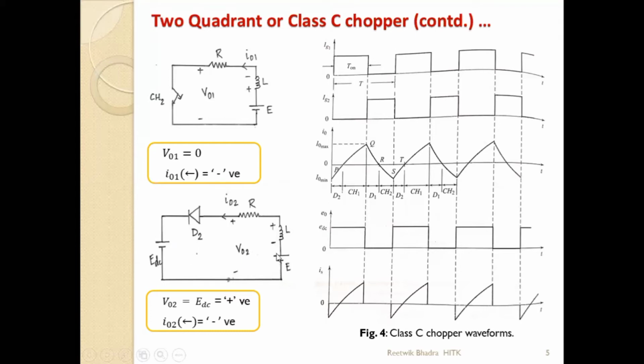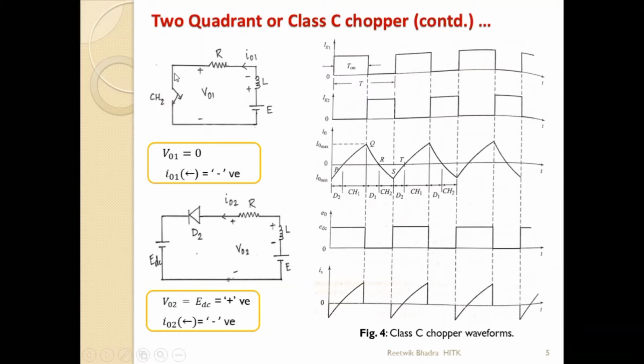Because see, over here, if you go in this direction, in the anti-clockwise direction, there is a rise in potential over here, minus to plus, minus to plus. So there is a rise in potential over here. So the upper terminal will automatically be plus only. So this is plus, this is minus. So V02 will be EDC, which is positive.